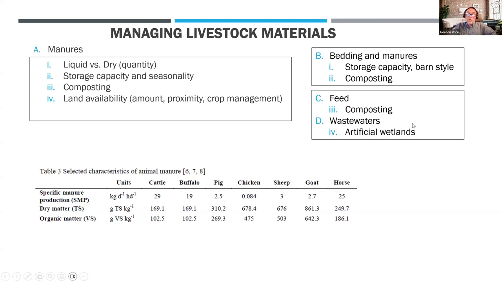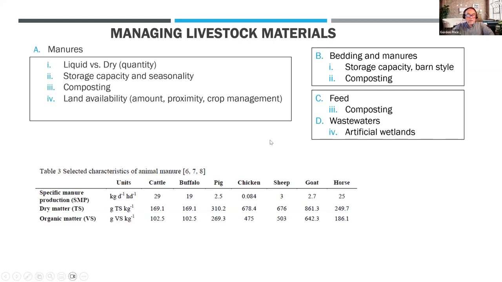Feed and wastewaters have different or similar approaches to management. So feed as a solid material can be incorporated with manures, incorporated with bedding and manures, and composted. Wastewaters may require some type of artificial wetland, or may require some type of land application, depending on the nature of the wastewater and the ability for storage and collection.